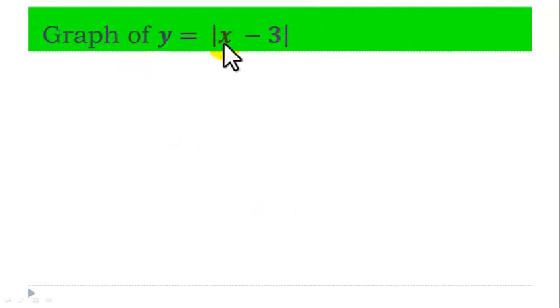We are now ready to plot the graph of y equal to absolute value of x minus 3, and this is the graph.